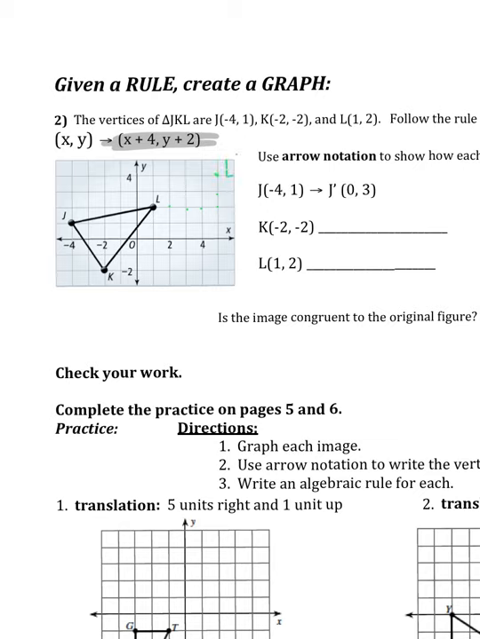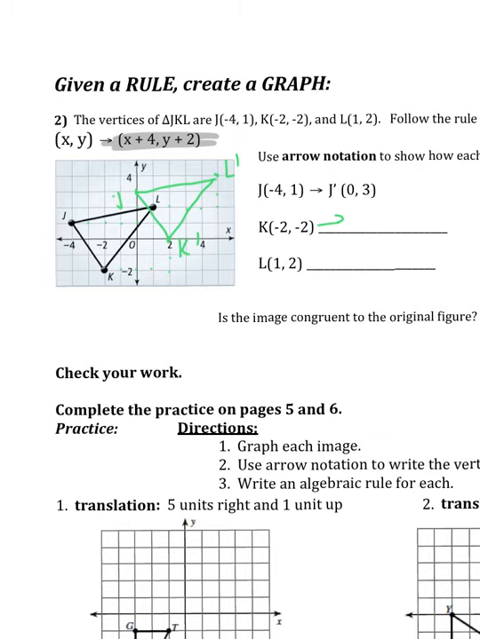So L prime would end up here. K, 1, 2, 3, 4, 1, 2. There's K prime. Starting at J, 1, 2, 3, 4, 1, 2. There's J prime. Connect those 3 dots, and I have my congruent triangle. Now where do those points end up? Well, I could just look at the coordinates. So K ended up at 2, 0.